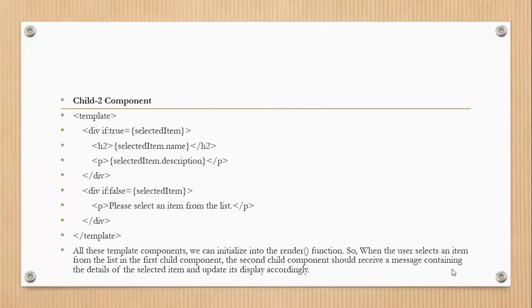So when the user selects an item from the list in the first child component, the second child component should receive a message containing the details of the selected item and update the display accordingly.